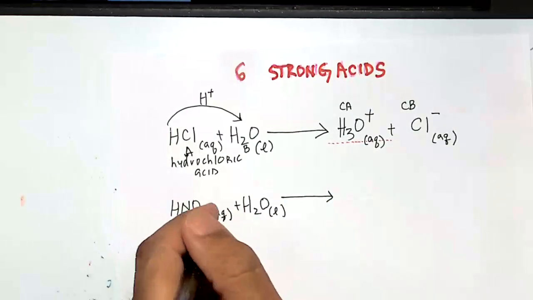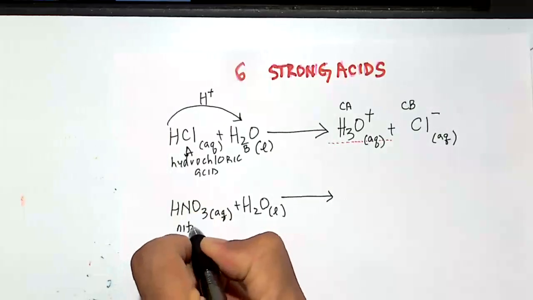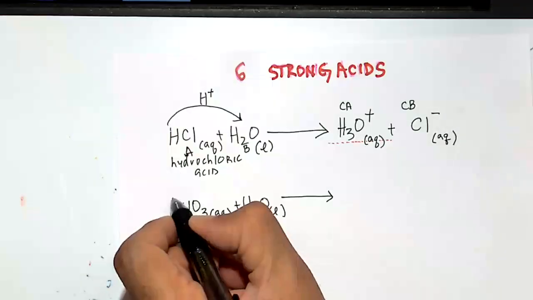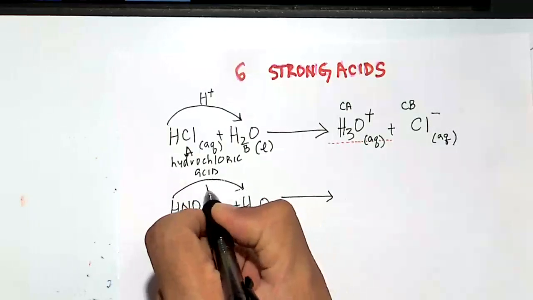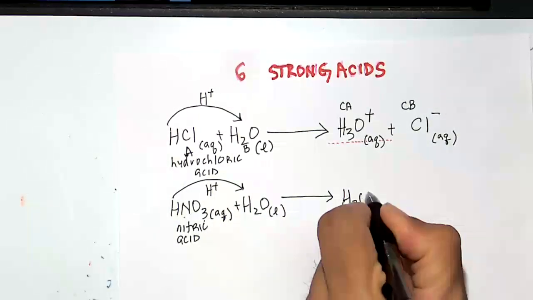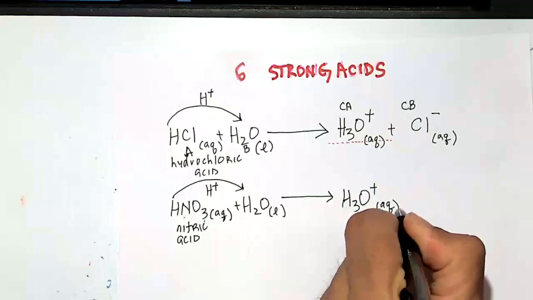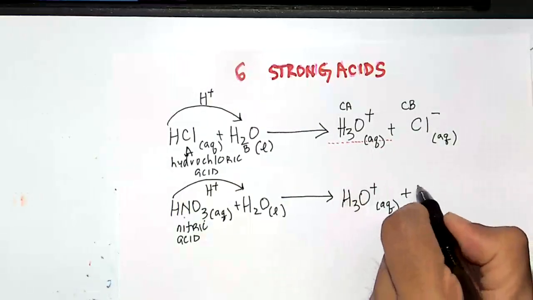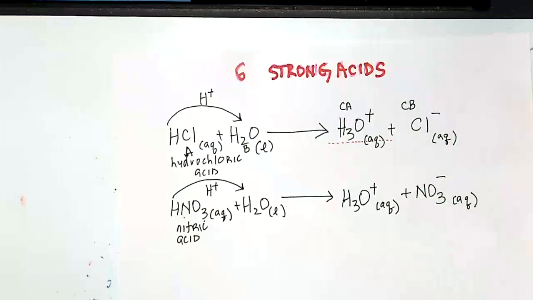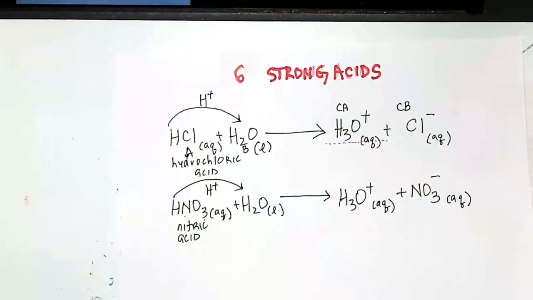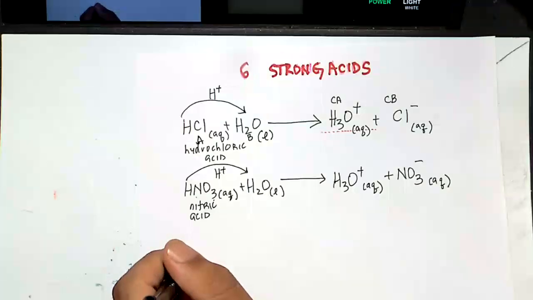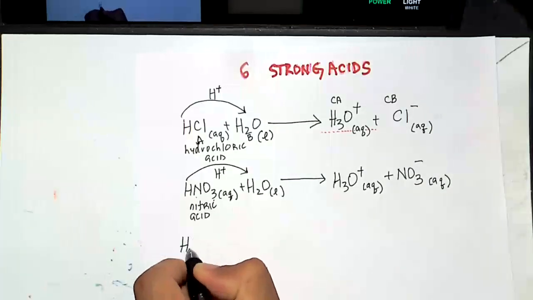All right, next one on our list is nitric acid. Check out my arrow. And the conjugate base is NO3-. This is called nitrate. We should know these 6: nitric acid, hydrochloric acid. The third one on our list is H2SO4. This is sulfuric acid.